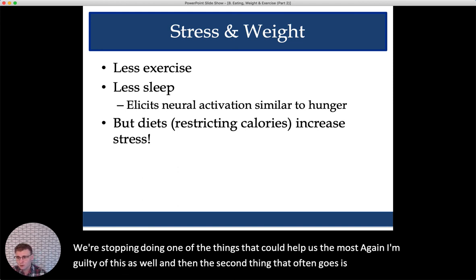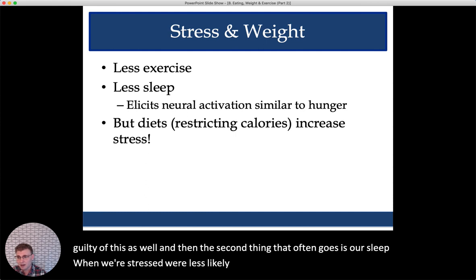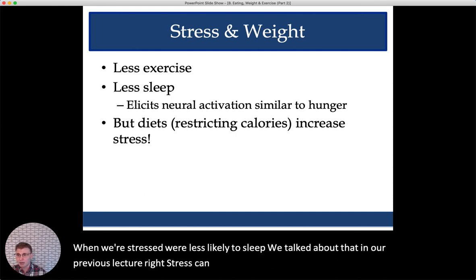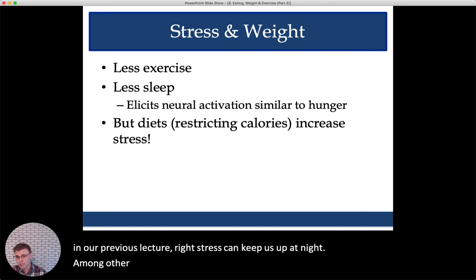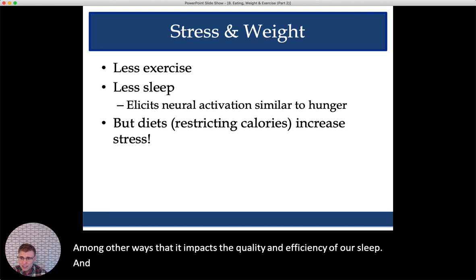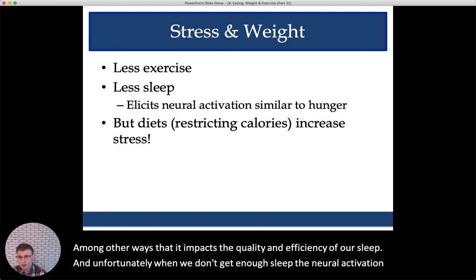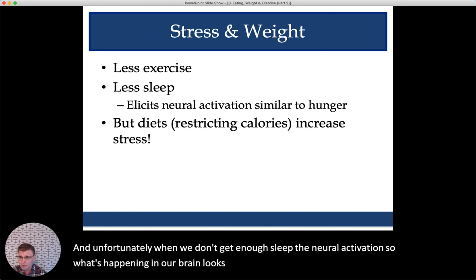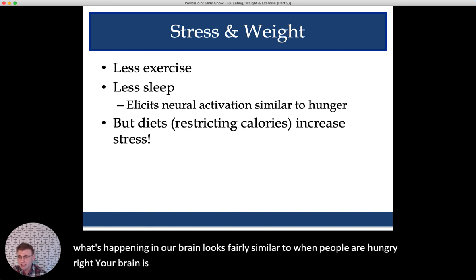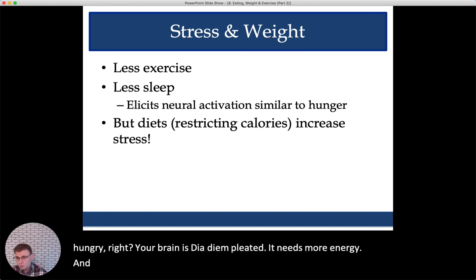When we're stressed, we're less likely to sleep. We talked about that in our previous lecture, right? Stress can keep us up at night, among other ways that it impacts the quality and efficiency of our sleep. And unfortunately, when we don't get enough sleep, the neural activation, so what's happening in our brain, looks fairly similar to when people are hungry, right? Your brain is depleted, it needs more energy, and so it also will seek out more food.